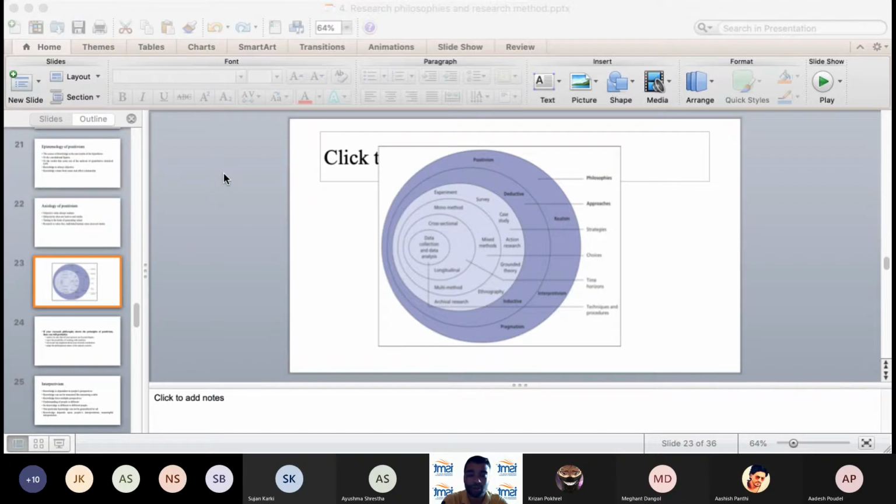I'm not talking about the ontology in this section, because I'm moving in that way. If you are not clear about the ontology and epistemology, then you have to focus on your research question and relate that research question with the philosophy. I'm just saying that.